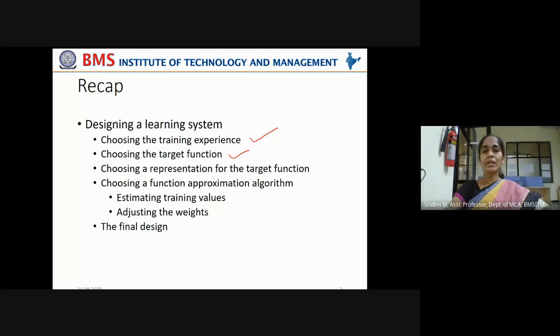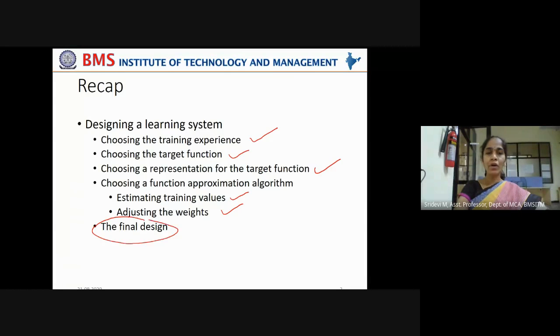So how to choose the target function, and choosing a representation also for the target function, and choosing a function approximation algorithm, which will help us to reduce the prediction error that is given by the target function in order to make it an ideal target function. Okay, in that process, how to estimate the training values and how to adjust the weights in order to make the target function ideal enough to generalize, so that it can predict well for the future data points, right? How to adjust the weights, all that we have seen.